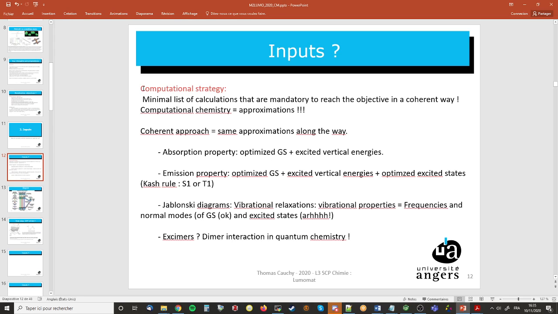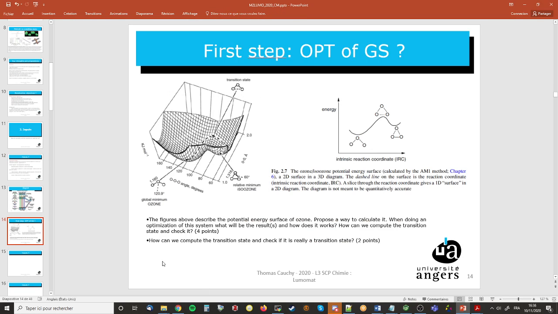So yes, you will have to try to get a computational strategy, and many times the first step is the calculation of the ground state. In fact, it's our first objective, and it's not the first step in the calculation. So I've taken, as an illustration of this problem, a part of a written examination that I selected from 2 years ago.